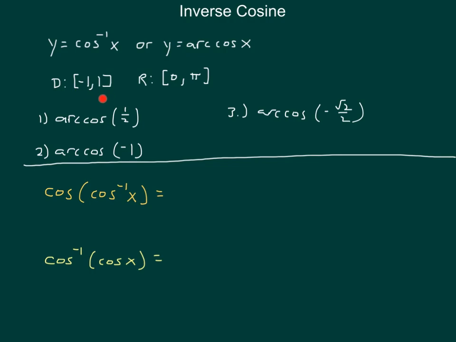The domain, like the inverse sine, is from negative 1 to 1, but notice the difference in the range. The range is from 0 to pi, which makes it kind of nice because the inverse cosine is always going to be an angle from 0 to pi, so every answer to an inverse cosine function is on the top half of the unit circle.